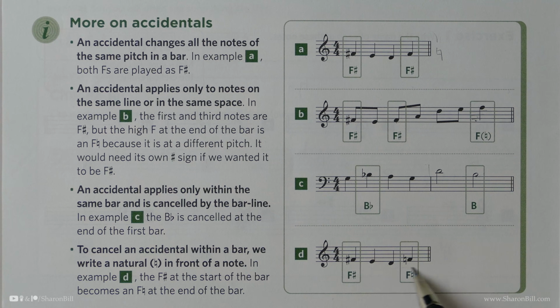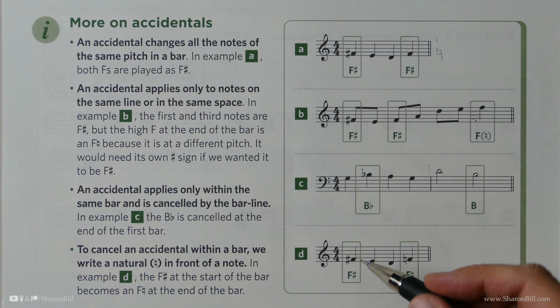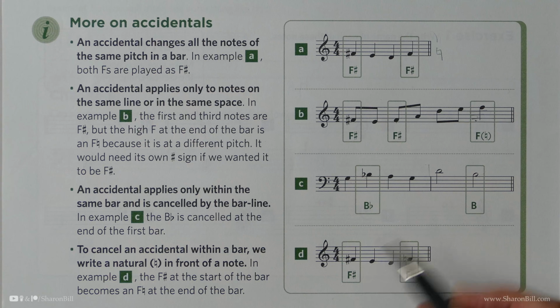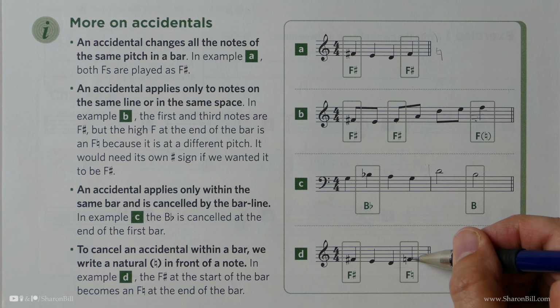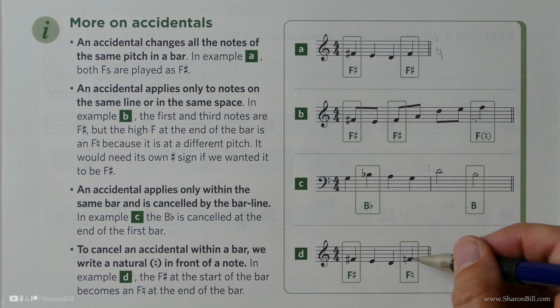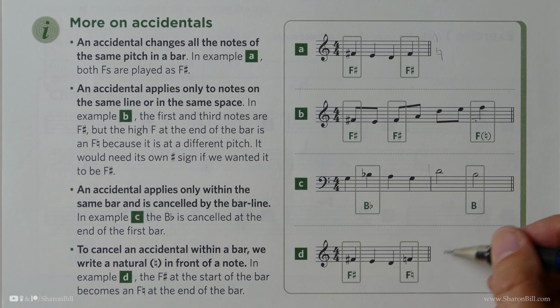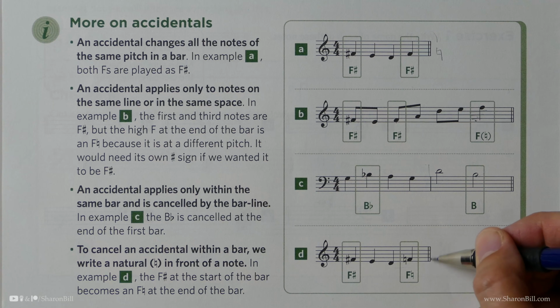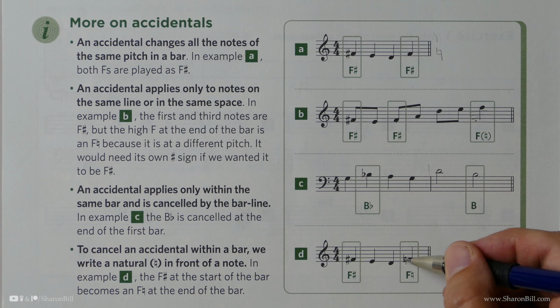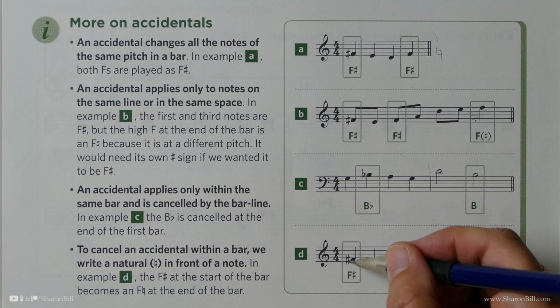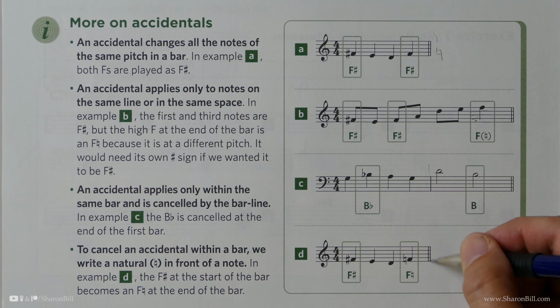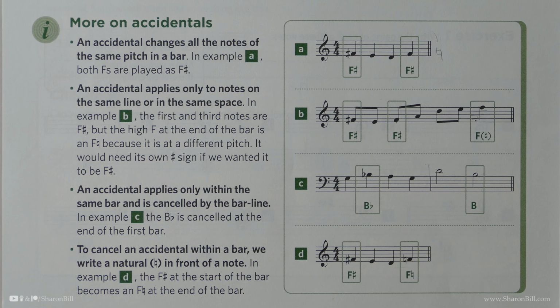And so here we see what I was referring to earlier. We have an F sharp. This would still be F sharp. If you want this to be just normal F, we've got to cancel this because the bar line hasn't done that for us. And so this is an F natural taking us back to the natural state, getting rid of this sharp before the bar line does that job for us.